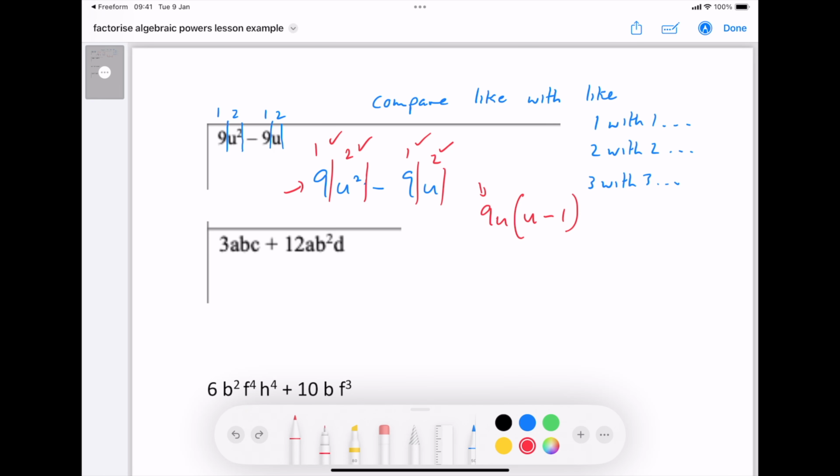You split each individual term into parts. You number those parts, 1, 2, 3. Then you compare like with like until you've determined what goes outside of the bracket. And that will lead you to the correct answer.